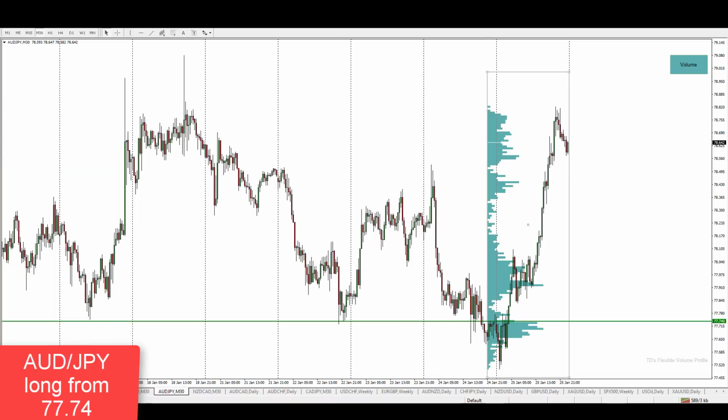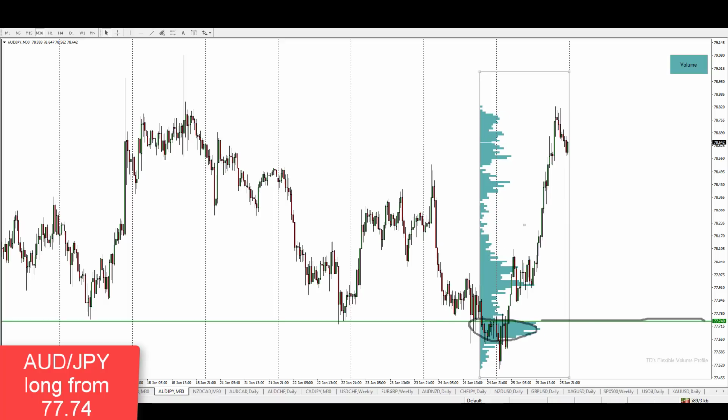Let's now go into the Australian dollar, Japanese yen, where there is another nice intraday level, and the level's right there at 77.74. The level is based on a volume accumulation setup. It's based on volumes which got accumulated in this rotation before the start of this strong buying activity.